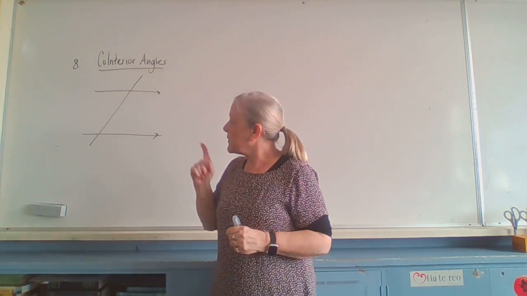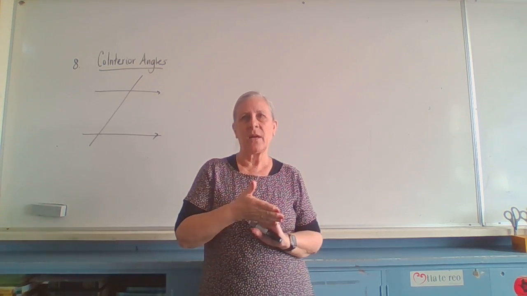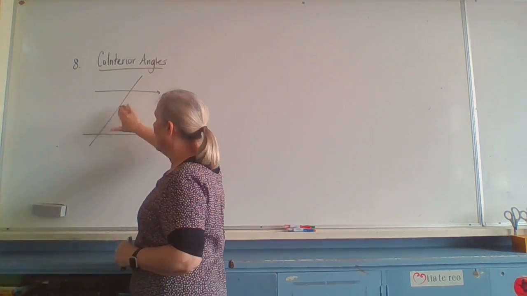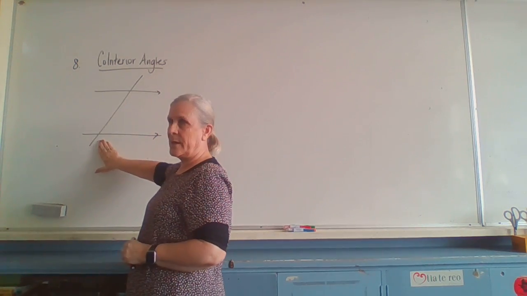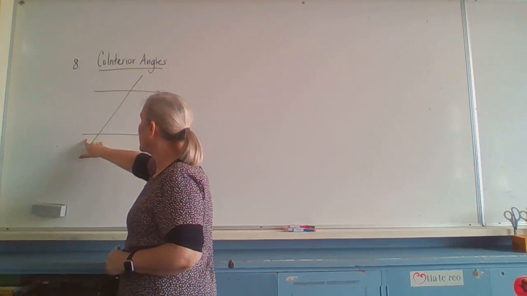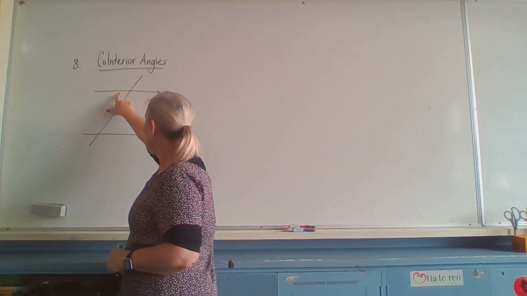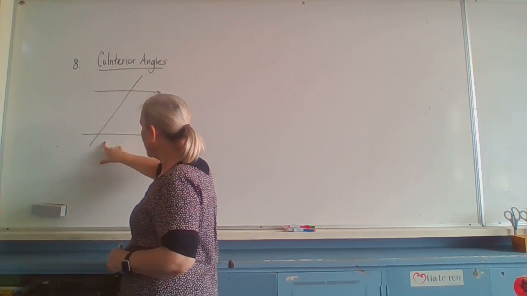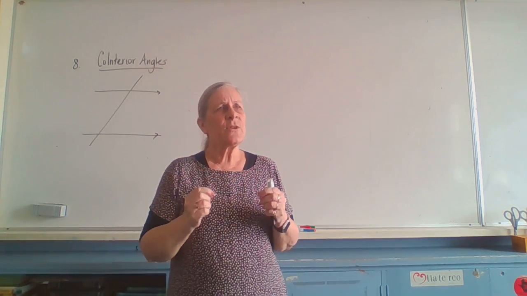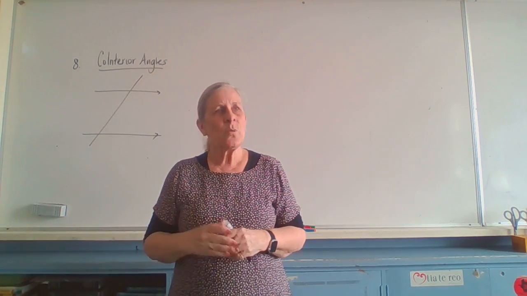So that transversal cuts those two parallel lines, and there are all sorts of arrangements. We can have the corresponding one: this one goes with this one. We can have the alternate one: this one goes with the same on the other side and opposite. So that one with that one. This one goes same on the other side and opposite. That is the corresponding.